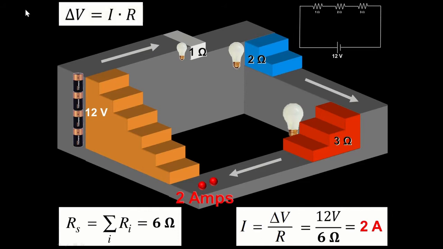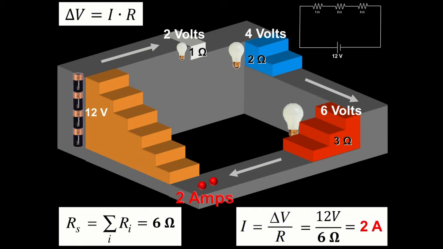I'm just rearranging this equation to solve for the difference in the potential. So if I had 2 amps running through 1 ohm, it would drop the potential by 2 volts. And 2 amps running through 2 ohms would drop it by 4 volts. And 2 amps running through 3 ohms would drop it by 6 volts.